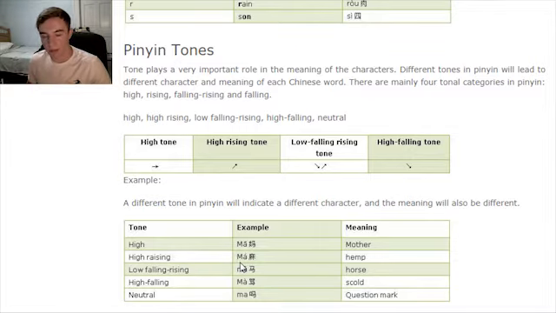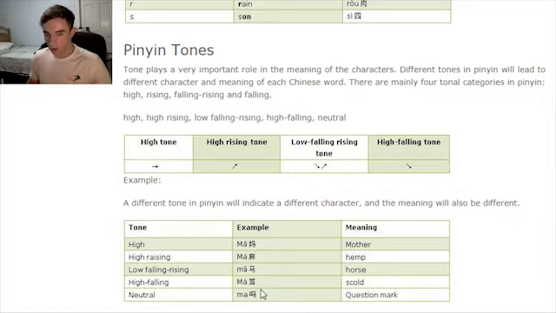It's like asking a question. So ma, which is hemp. Third tone, the dipping tone, ma, which is horse. The dropping tone is the fourth tone, ma, in this case meaning scold. And then the neutral tone, which has no tone to it, is ma, just by itself.